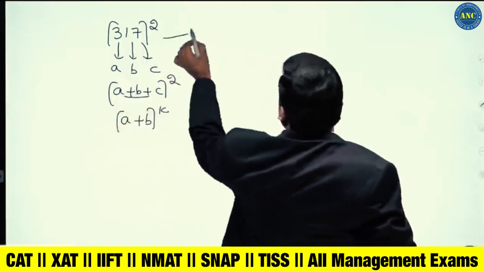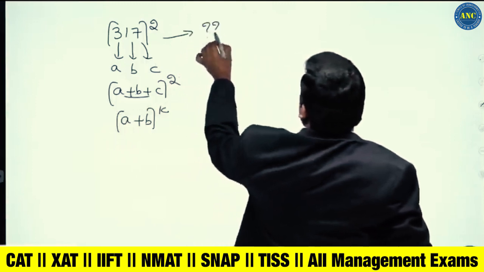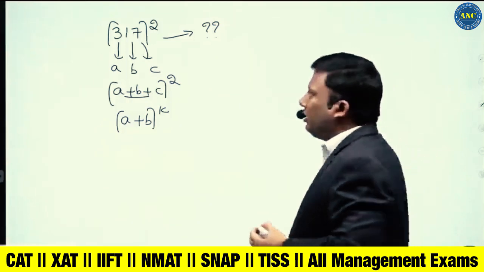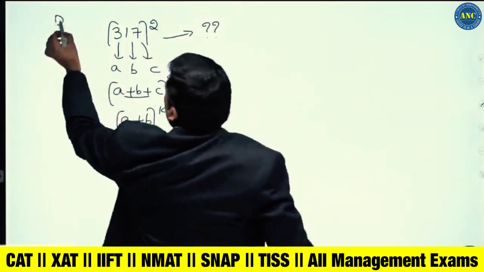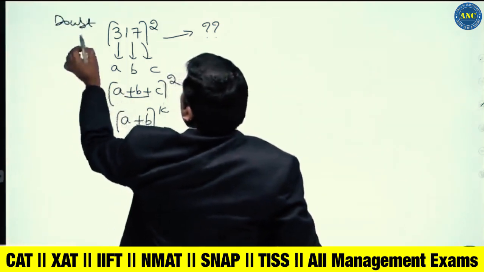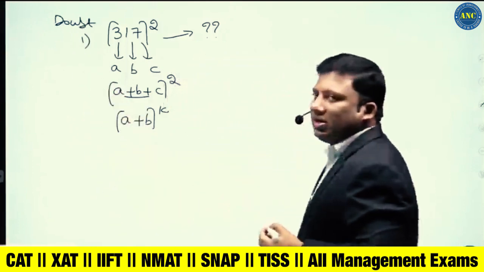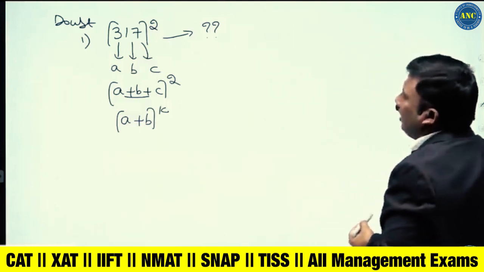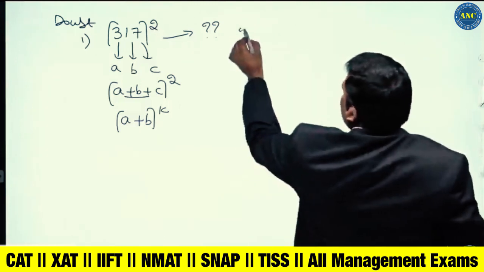This is the first doubt a student might get. What if it is a 3-digit number? What if it is a 4-digit number? What if it is a 5-digit number? This is the first doubt. Now listen, the second doubt is, see here.